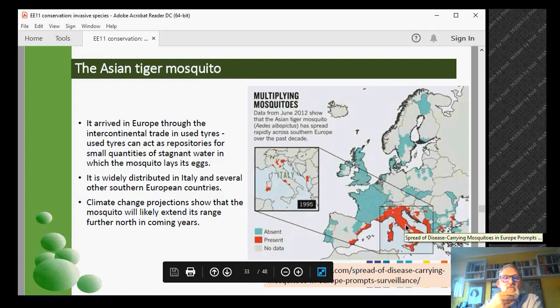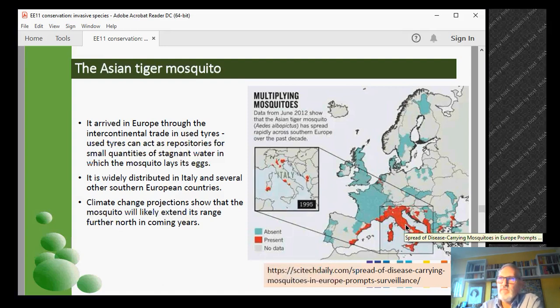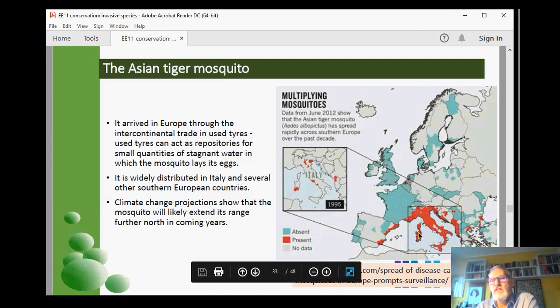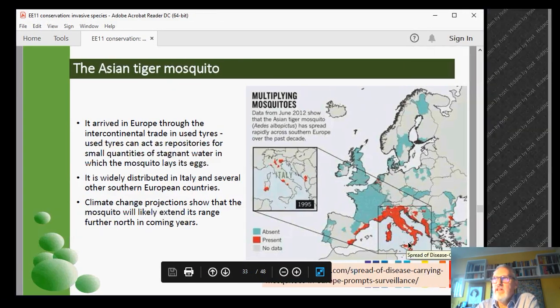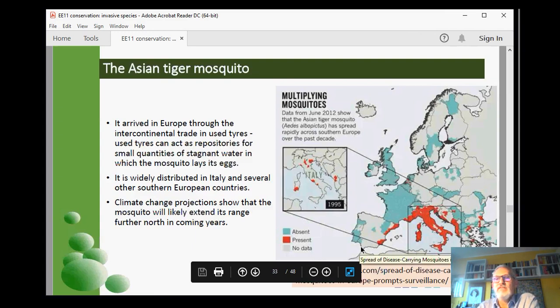these mosquitoes have been reported all over southern Europe, and they really are quite aggressive. They will bite anything that they can possibly feed off.